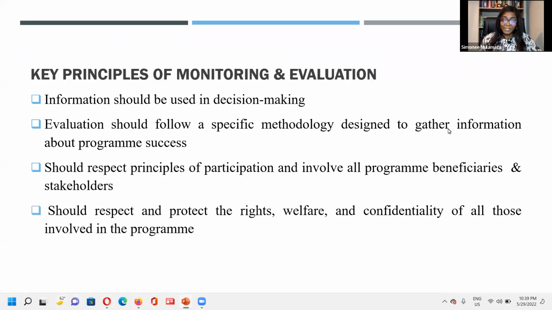Key principles, continuing: information should be used in decision making. When you come up with a project, make sure that you are making an impact by the results that are coming, and you need to report somewhere. It is not just for your own, even if it's a very small project that you are doing. And that is where stakeholders come in.